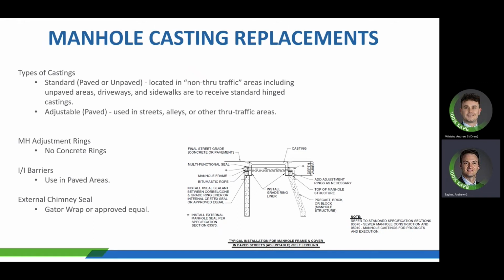And then last note on casting replacements are the external chimney seals. So this is Gatorwrap or an approved equal. Per the detail, it's very important that, if possible, subgrade allowing, the contractors are placing the Gatorwrap below the connection of the casting or an I&I barrier adhering to the chimney. So as you can see on this detail, extending that Gatorwrap just below that connection to prevent any potential I&I at that area as well.